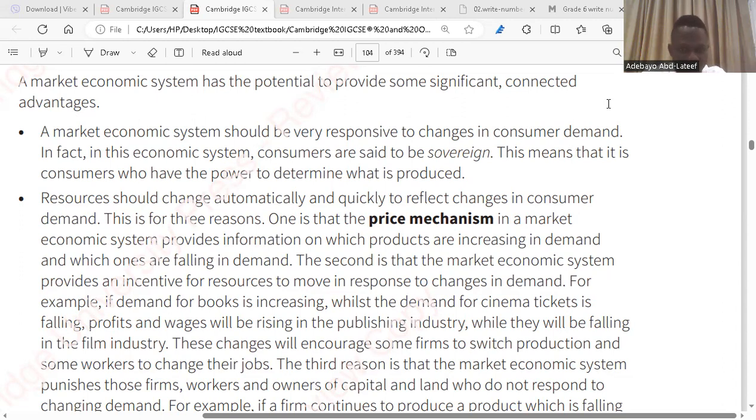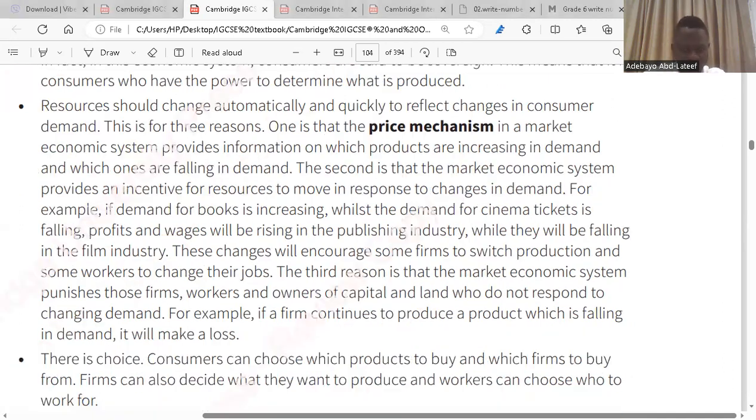Is it clear? Yes. So these changes will encourage some firms to switch production and some workers to change their jobs. So there's going to be a switch of production and a switch of jobs. Now that I know that I'm in the mobile industry or in the health sector, and things are not fine, and I heard that in the educational sector they could pay well, I could switch to become a doctor for the school instead of a doctor in the hospital. Do you get the point here? Or I could become a chemistry or biology teacher, just setting an example here, because the educational industry is paying better.